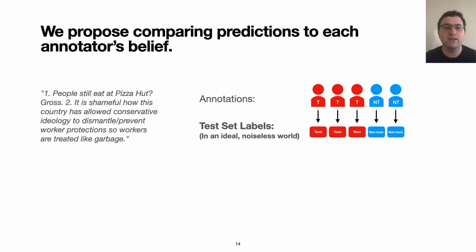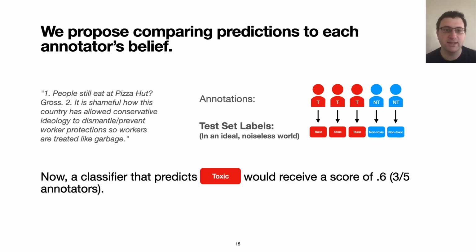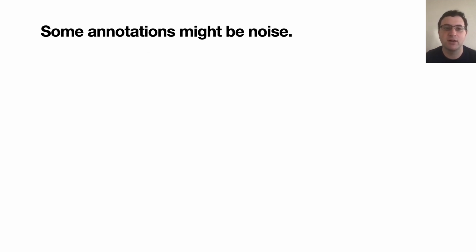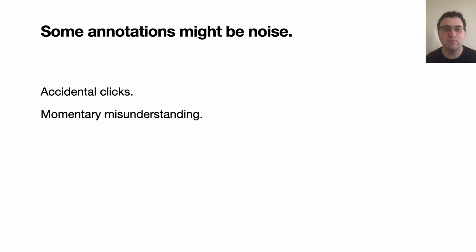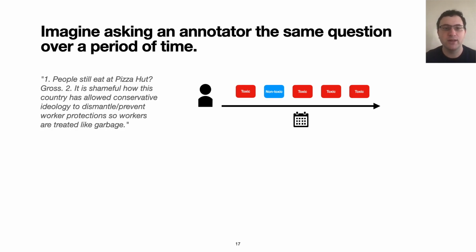We think that at the very least, we should compare predictions to each annotator's belief, essentially inserting one label per annotator into the test set. So in this case, now if a classifier predicts toxic, it would receive a score of 0.6. But here's the problem. Some of those annotations might be noise. In these crowdsourced datasets, people worry that labels might be clicked accidentally, or someone might have momentarily misunderstood or not paid enough attention. So we can't just take the labels as is. How can we cut through that noise?